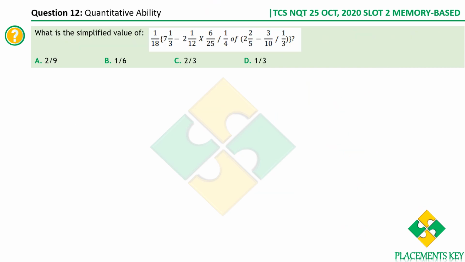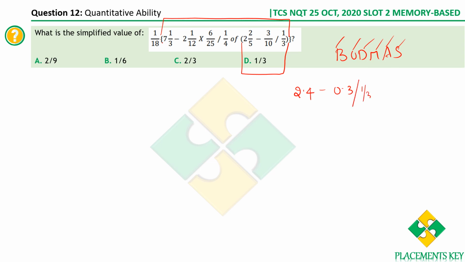What is the simplified value of this one? You're getting a lot of questions based on simplification. We only have to remember BODMAS for that: brackets, of, division, multiplication, addition and subtraction. So here we have a lot of brackets. This is one set of brackets, the big one, and in the small set of brackets we also have this. So let's compute the small set of brackets first. So 2 by 5 is 0.4, and then minus 3 by 10, which is 0.3, divided by 1 by 3.